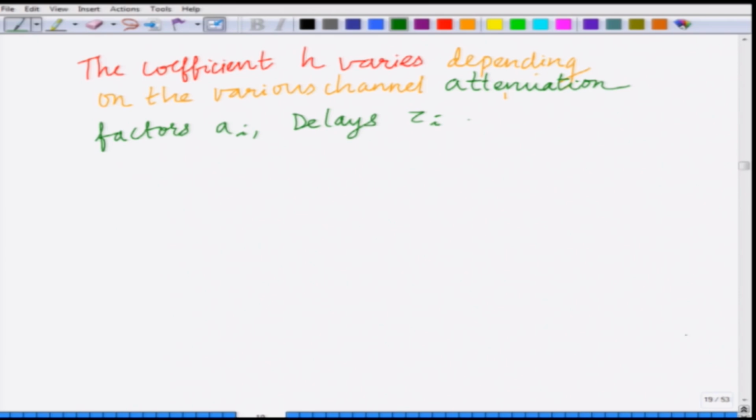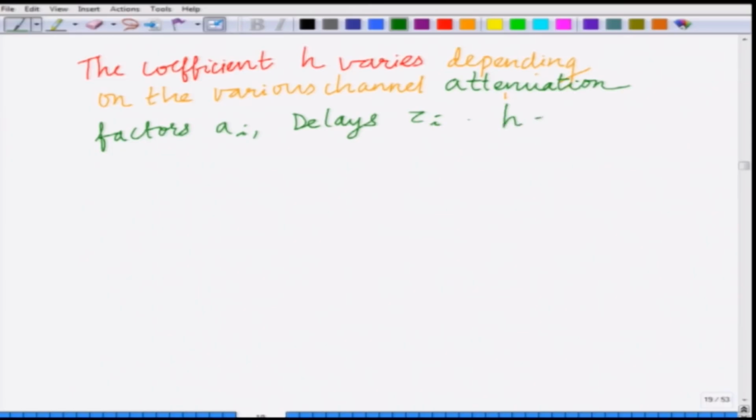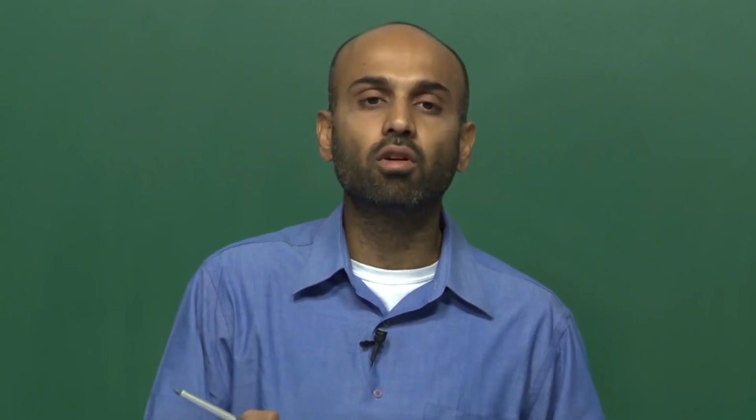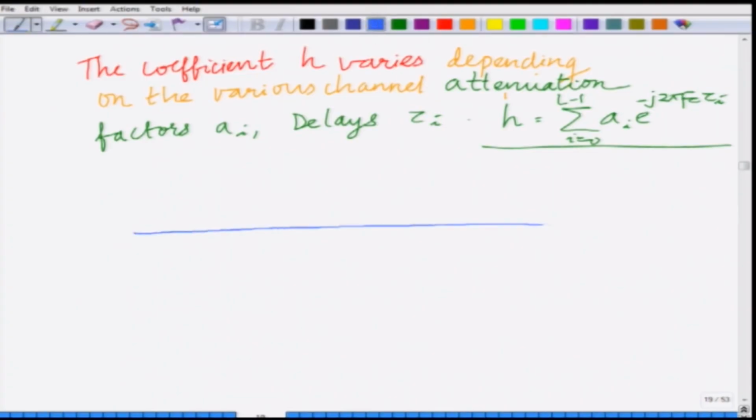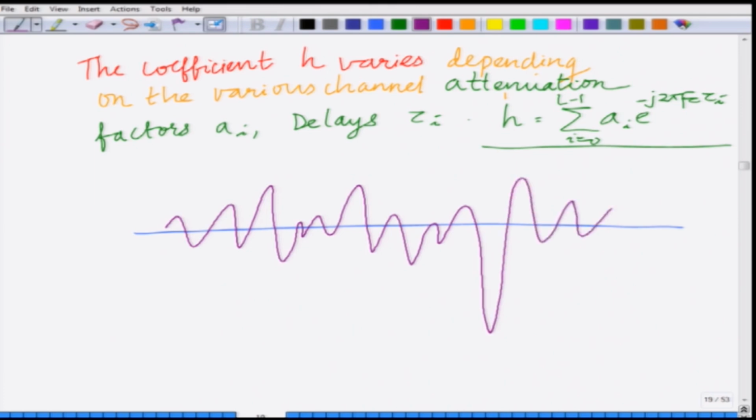And therefore, as these attenuations and delays are changing, the channel h, which if you remember, the expression for h is equal to summation i equal to 0 to L minus 1 of ai e to the power of minus j 2 pi fc tau i, is also changing, and it can go all the way from 0 to a very high magnitude. And therefore, if you plot this channel coefficient, it will have a magnitude that is changing with time.